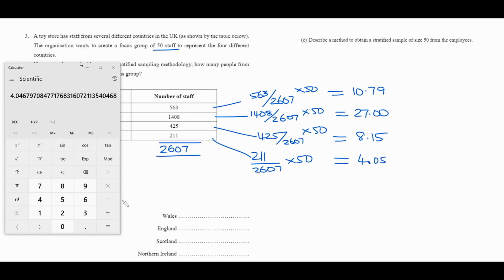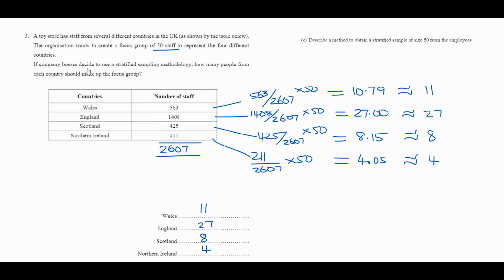So this is nearly equal to 11, this is nearly equal to 27, this is nearly equal to 8, and hang on, 27, 28, 38, 46 plus 4 is 50. So here you go, 11, 27, 8 and 4 are the numbers you need to select from each category.